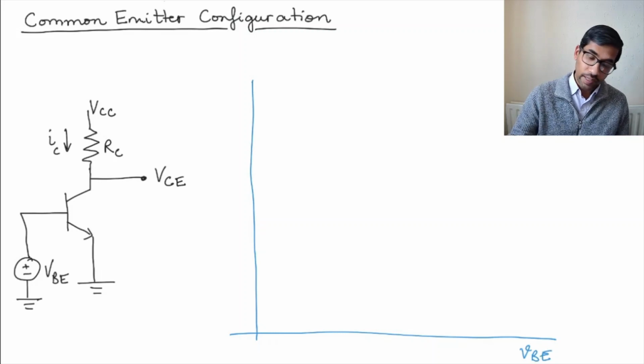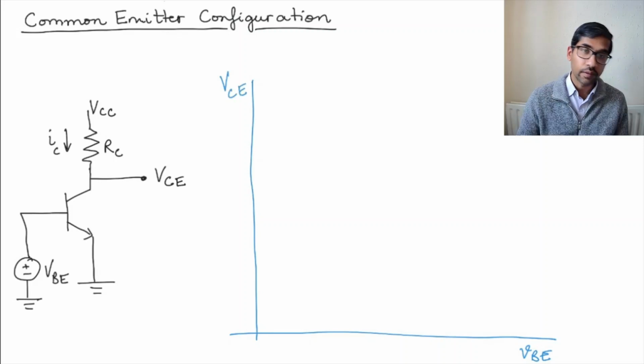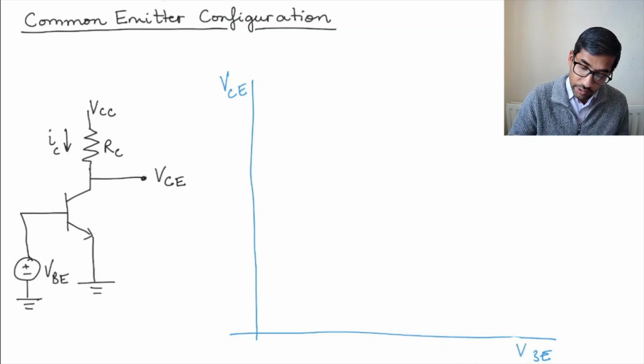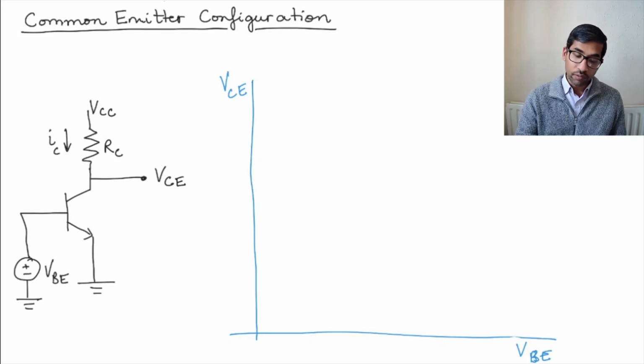and on the y-axis, I want to plot VCE. Let me just change this small v to a capital V. Usually, we use a capital V to denote DC signals, and that's what I want to do here. So I want to start with VBE equal to 0 and then keep moving higher and higher on this axis and see how VCE changes. Okay, so let's say VBE is equal to 0.